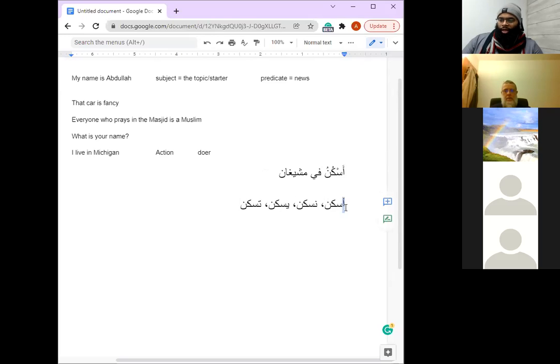So the letter at the beginning indicates that the doer is first person singular. Naskunu indicates that the doer is first person more than one. Yaskunu indicates that the doer is singular male. Taskunu indicates that the doer is second person male or third person female. So these letters are not pronouns, they're indicators of the doer.